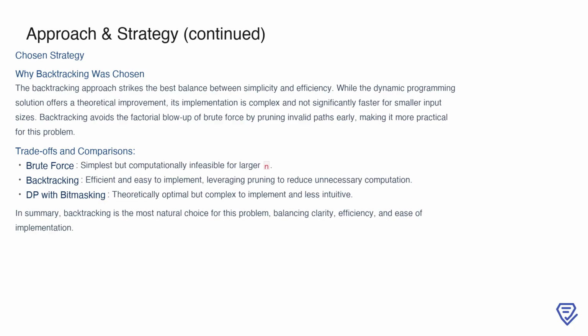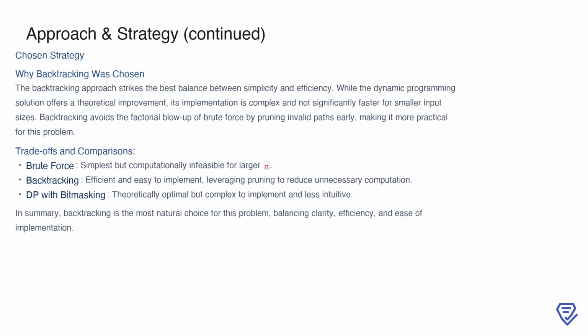Comparing the approaches, brute force is the simplest conceptually but quickly becomes infeasible due to the factorial explosion in permutations. Dynamic programming with bit masking, although optimal in theory, is harder to code and debug, requiring careful handling of state transitions. Backtracking, however, strikes a perfect middle ground.